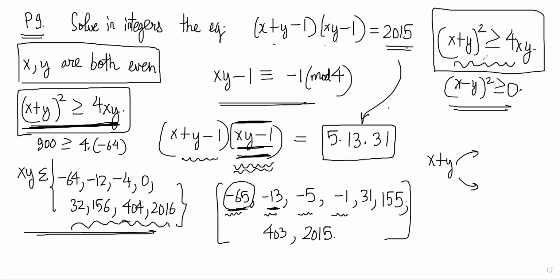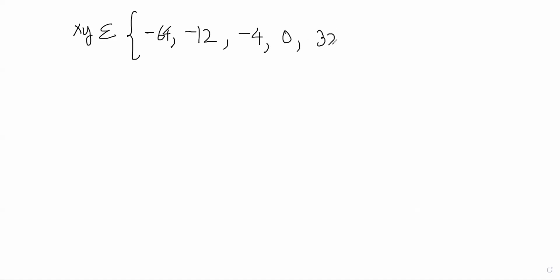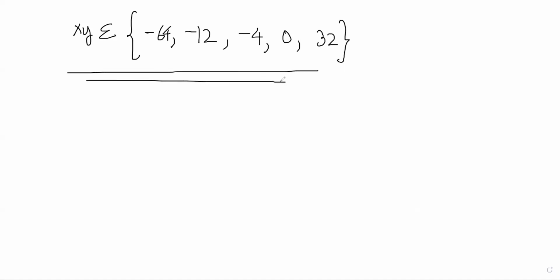You have to identify, out of the 8 solutions here, which ones satisfy x plus y whole square greater than or equal to 4xy. What we get is that we can restrict xy to not 8, but only 5 possibilities: -64, -12, -4, 0 and 32. These are the 5 possibilities which satisfy the original conditions as well as the inequality x plus y whole square is greater than or equal to 4xy.